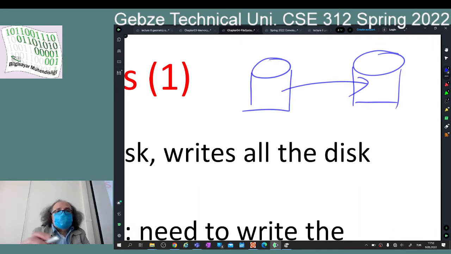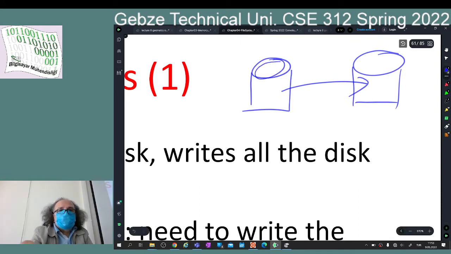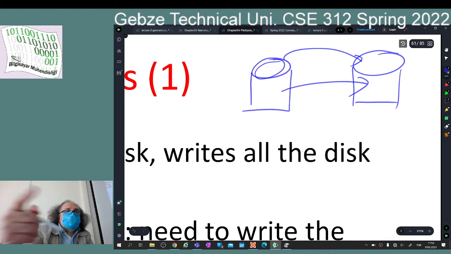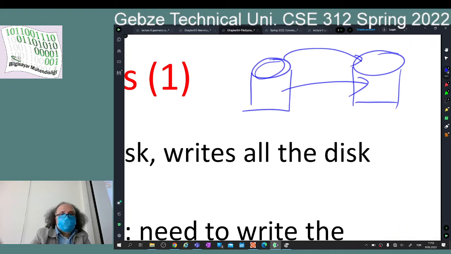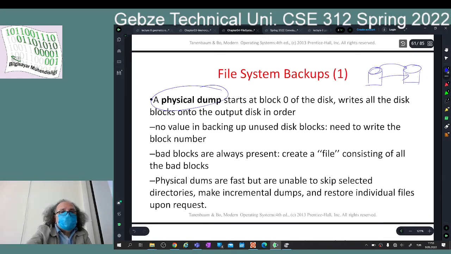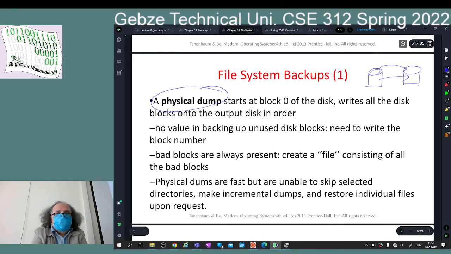Okay, so that's going to be copy track 1 to track 1, track 2 to track 2, track 3 to track 3. That's it. Okay, so it just starts from block 0 of the disk and writes all the disk blocks onto the output disk in order.